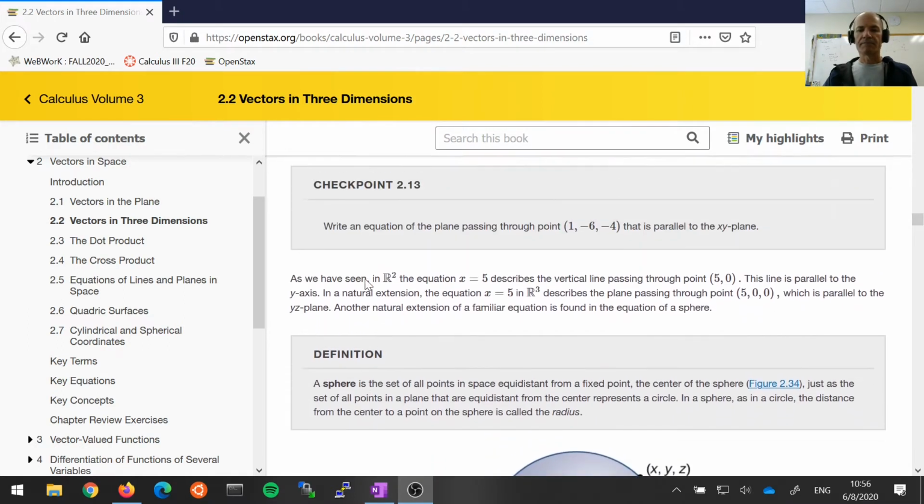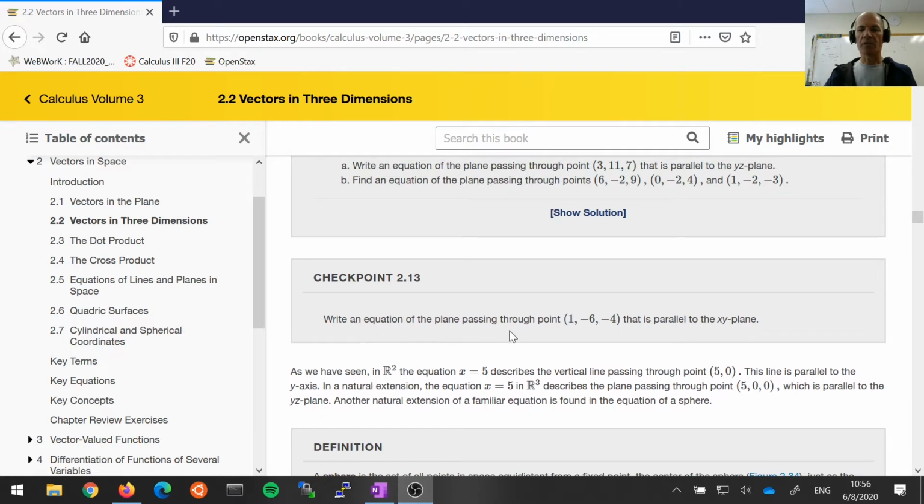All right, let's do a quick check here. Write an equation of the plane passing through the point (1, -6, -4) that is parallel to the xy plane. Well, if you're parallel to the xy plane, you're kind of like this. And to pass through this point, you have to be at the right position to capture -4. So the way to do that is to write z equals -4. Okay, so that's going to contain this point.